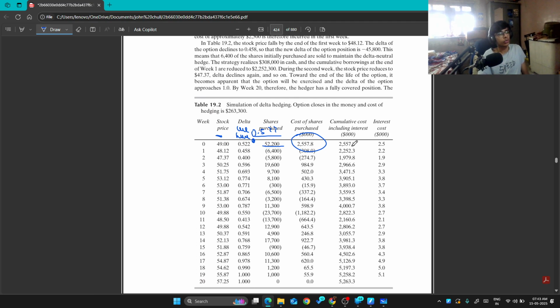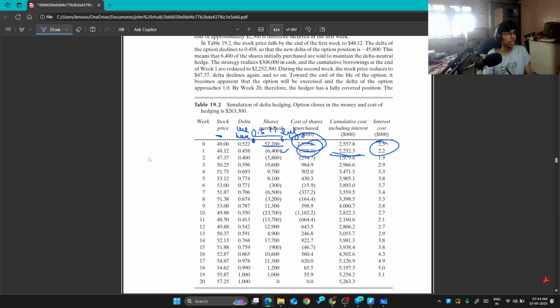Okay, and the total cost, the cumulative cost, is the cost after buying and selling, plus the interest on cost at that moment. So let's say if the price decreases, the delta also decreases. That means we have to sell shares purchased. So we have to sell 0.400 of stock. So our income would be this much, and the cumulative cost would decrease because we have a positive cash flow. So you can say that week on week we are hedging our portfolio.